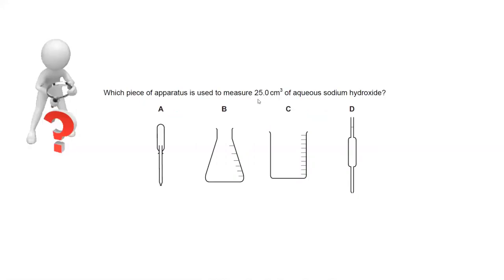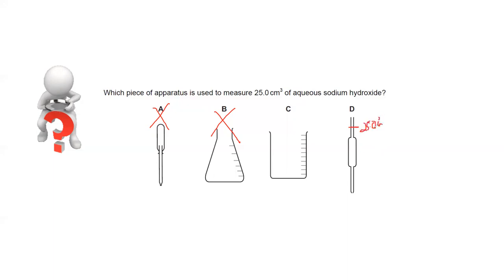The correct answer for this one is D. Why is D the right answer? Because this is a dropper. A dropper is just used to add drops. So that cannot be A. A conical flask is normally used to swirl the mixture. So when we compare a beaker and a pipette, a pipette can measure a single volume, which is 25.0 cm cube.